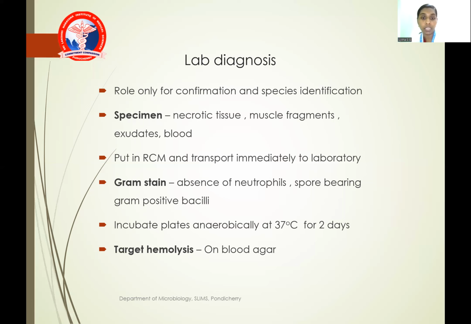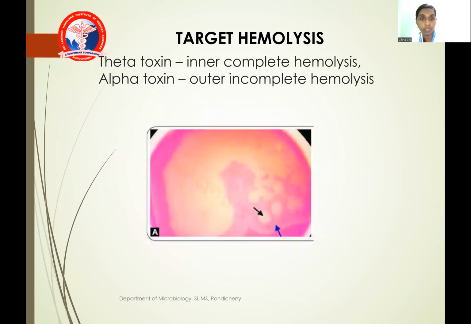We should incubate the plates anaerobically at 37 degrees Celsius for 2 days, after inoculating onto the media. For identification of the organism, there are some peculiar features. One is the target hemolysis that we see on blood agar. For Clostridium perfringens, we see target hemolysis on the blood agar. This is the picture of target hemolysis. Target hemolysis means there are two zones of hemolysis, a double zone of hemolysis.